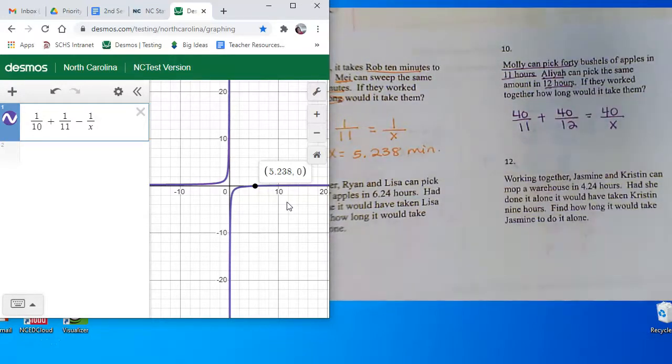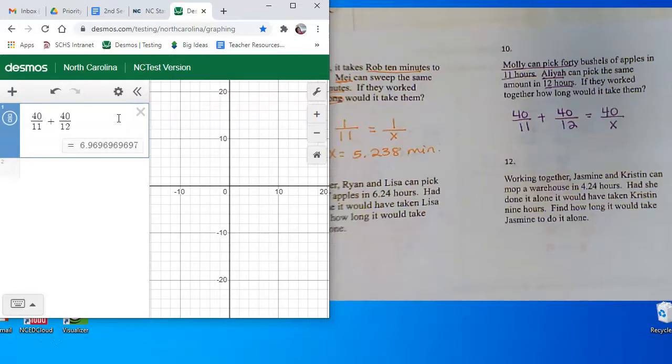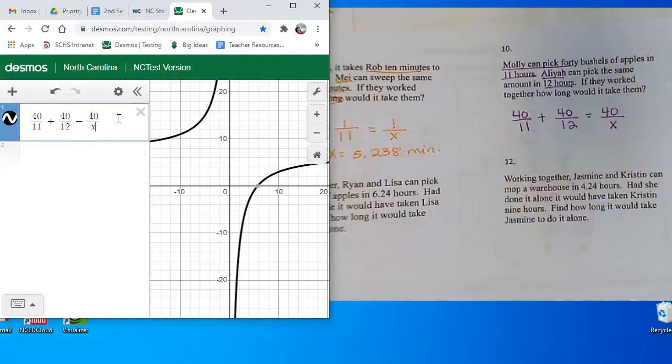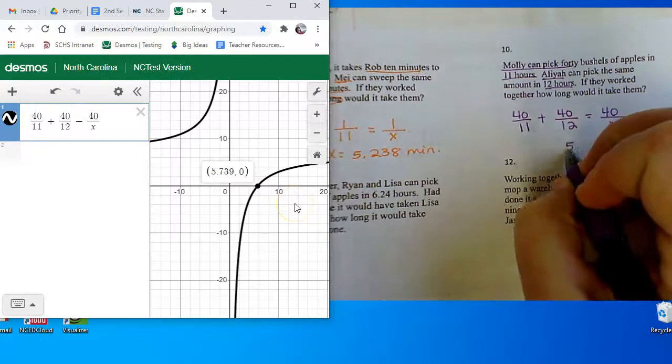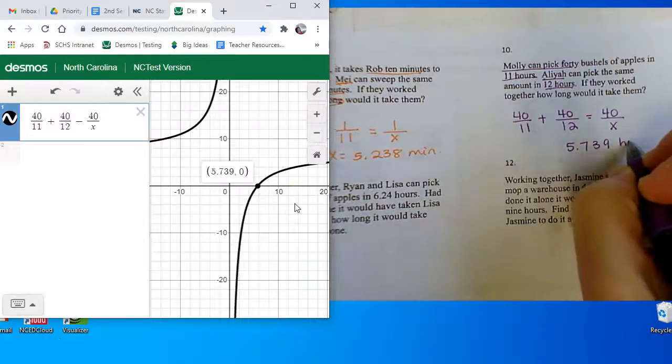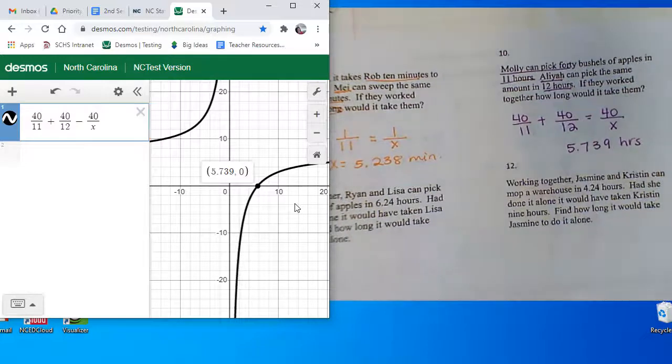Okay? All right, so then to solve it, we're going to put 40 over 11 plus 40 over 12. Move over that 40 over X. So minus 40 over X. Notice I didn't put that in, right? There we go. We know we should get less than 11 and 12. And we did. And we got 5.739 hours. So together, that's how long it would take them.